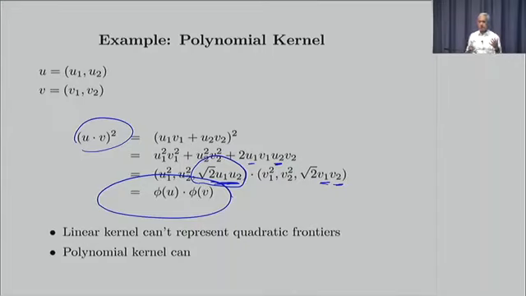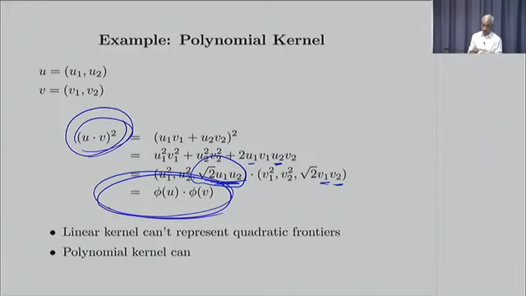Here's the recipe. You give me an example, u1, u2, and I turn that into the example u1 squared, u2 squared, square root of 2 u1 u2. Same thing for v, same thing for anybody else. I have changed the representation of my example, right? And what I've shown is that applying the polynomial kernel is just the same thing as applying the dot product in this derived space. Okay?